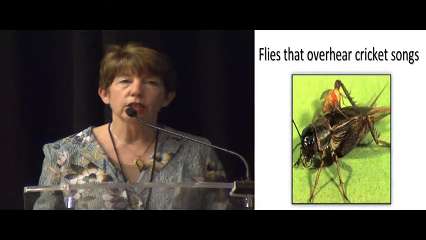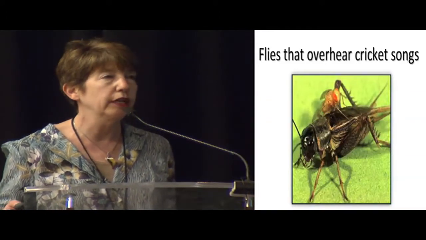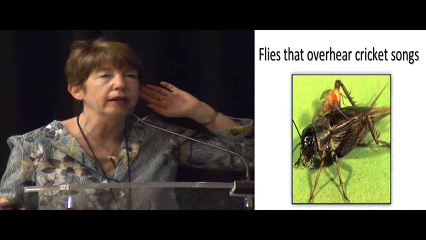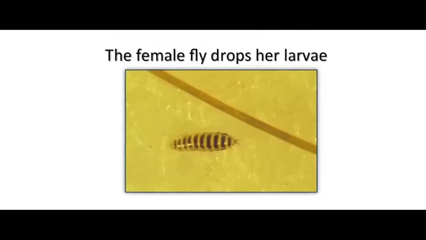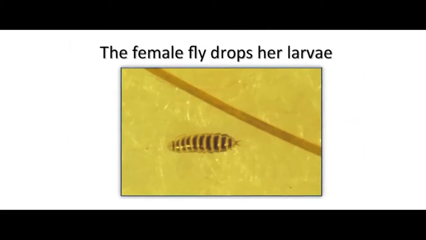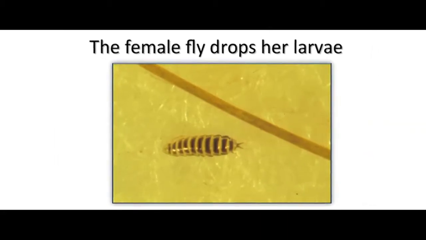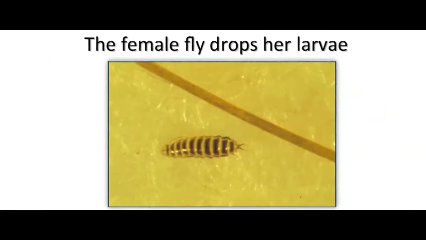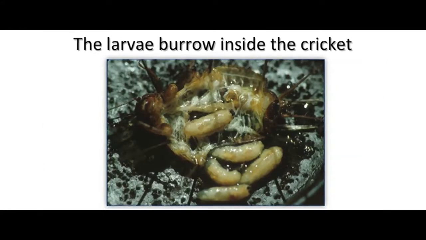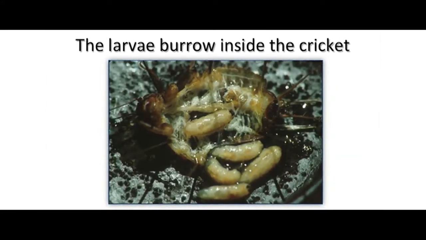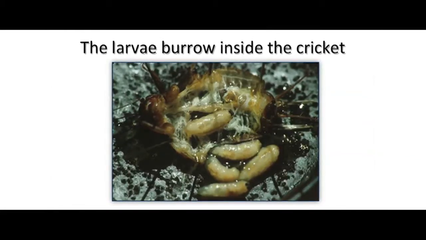But in some crickets, they also attract a parasitic fly, and that fly is shown here. The fly hears the male making his song to attract a female cricket, but what the fly does instead is drop her larvae, her little babies, on top of and around the male cricket. This one's shown here next to a human hair, so they're really tiny, you almost can't see them. What these larvae do is burrow inside the body of the cricket while the cricket is still alive, and then they eat the insides of the cricket while the cricket is still alive.